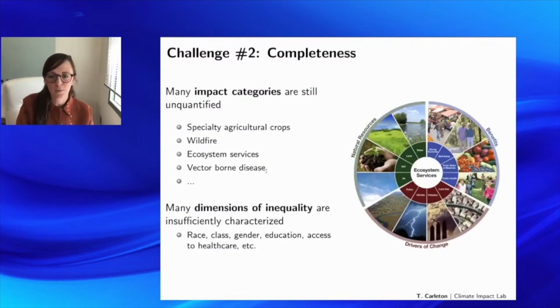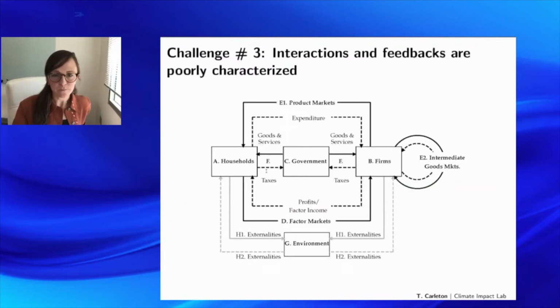Max highlighted completeness, and ecosystem services really jumps out here, but there are many other categories. But not just categories that are being missed, but also dimensions of inequality that are very insufficiently characterized. We have a very crude way of thinking about heterogeneity, I would say, so far, and there's a lot more that can be done to better characterize differential vulnerability. Echoing Max, I think that thinking about GE here is increasingly important.